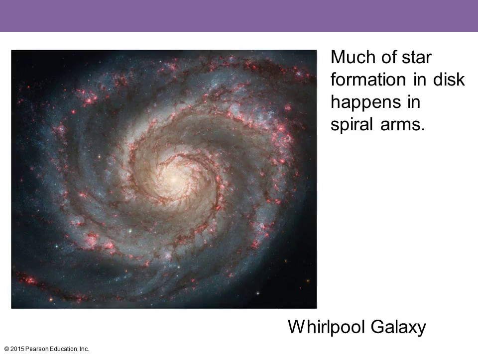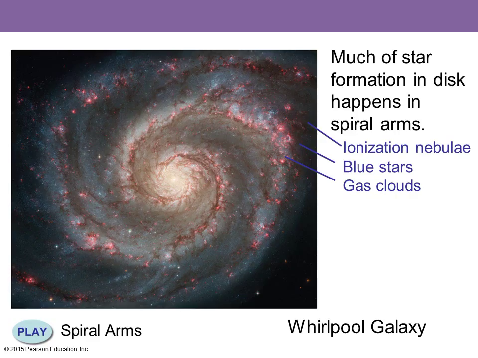And this is not our galaxy, this is the Whirlpool galaxy. We're looking at it kind of from the top down. But as you can see, there are lots of blue stars in the spiral arms. So this would be the birthplace of many of the shorter-lived stars. Ionization nebulae, blue stars, and gas clouds would be found in these regions, because that's the birthplace of the stars.